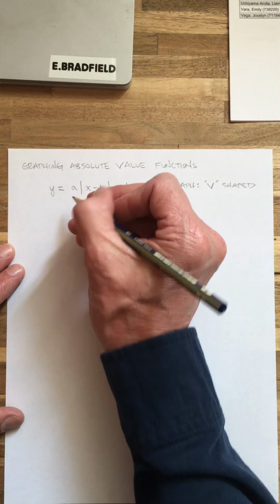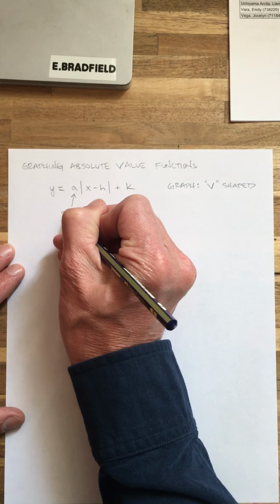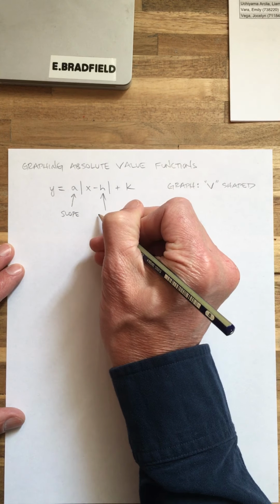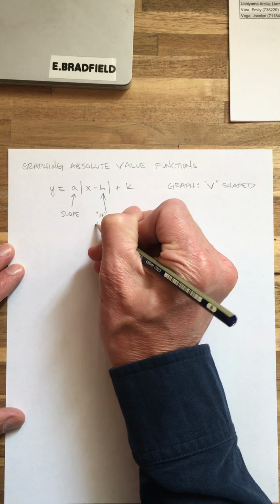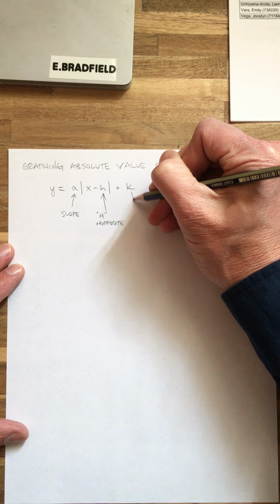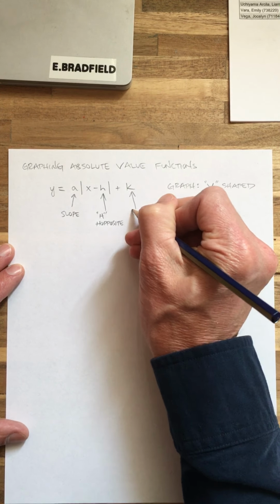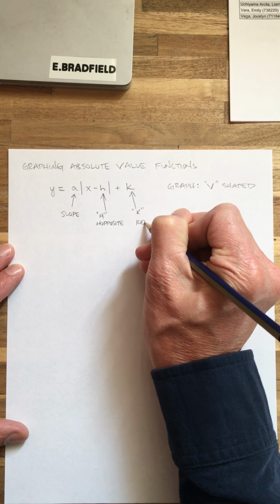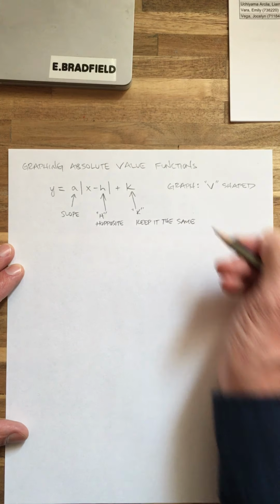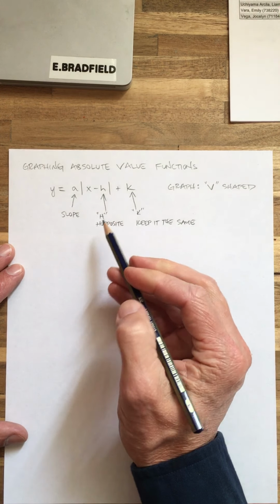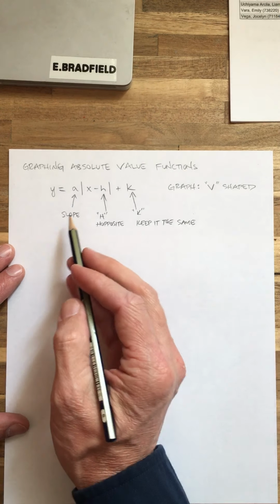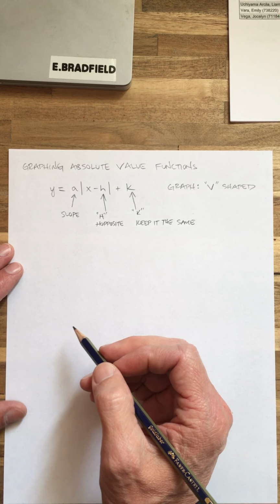This guy right here, what you need to know is this A is the slope. This H, I'm going to tell you something funny, H opposite. And this K right here, K, keep it the same. So you have 2 things, H opposite and K keep it the same, and I will come back to those. And I'm sorry, you have a 3rd thing, the slope, which I'll come back to as well.